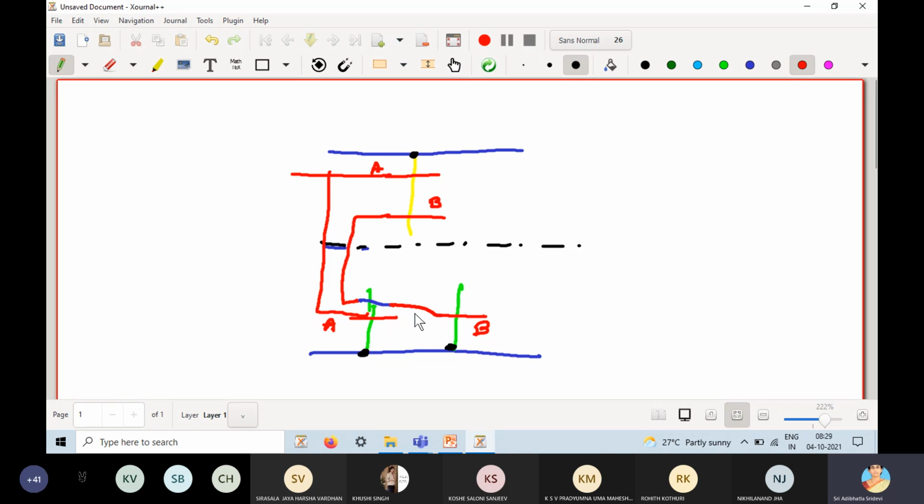Do you understand this? If I am connecting this metal directly to the other layer, I cannot, because they are two different layers. Again, I need a connection here, and here. So I need an extra metal layer and two electrical contacts.